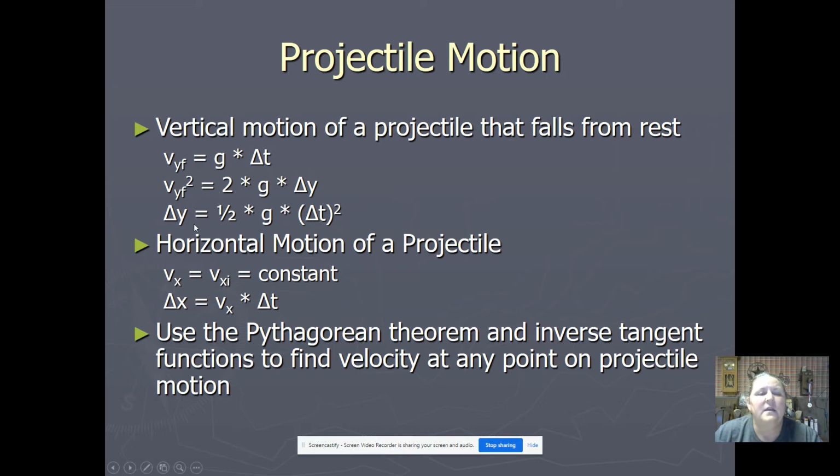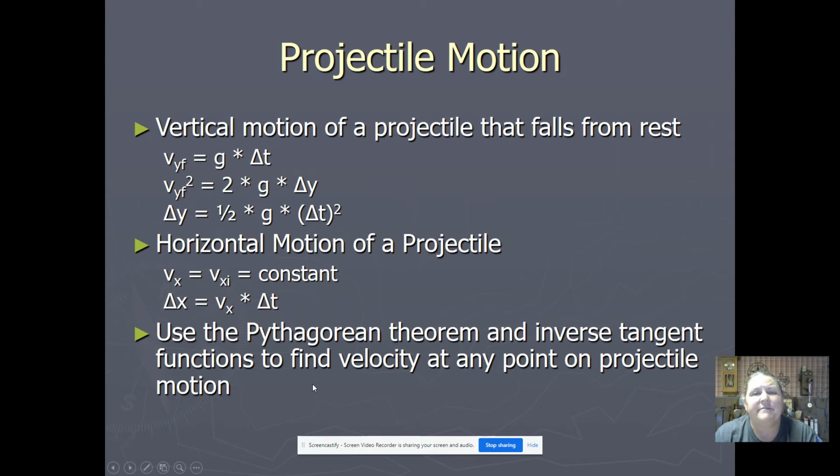If you know your x and y components, here we go again, we're using the Pythagorean theorem. You can use the Pythagorean theorem to find the velocity at any point on the projectile's path. And this is what we're going to do.